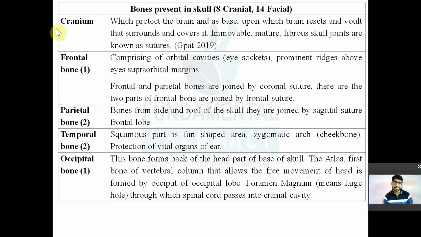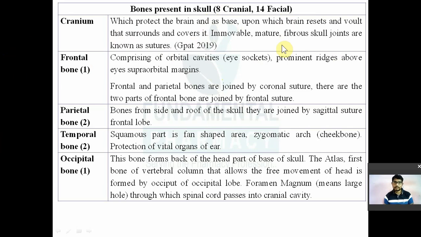Cranium means what? Cranium is the skull. So what is the function of the skull? It protects the brain. The brain is a delicate organ which lies in the cranial cavity. Okay, so cranium के अंदर आपका brain होता है. The cranium will act as a base upon which the brain will rest and be held. This cranium will cover the brain.